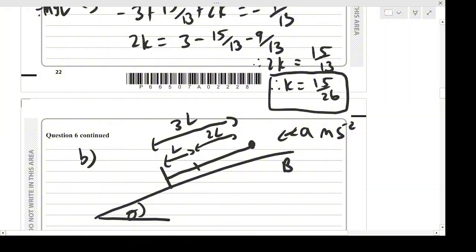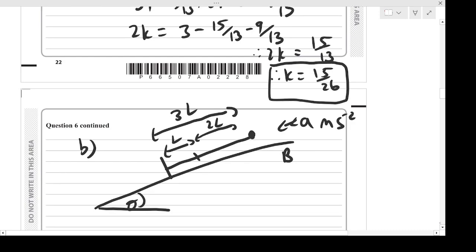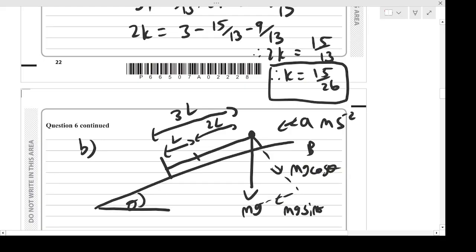Okay. Right, so again, we're not going to consider energy here because it's asking about acceleration. So for acceleration, we're going to need F equals ma. So we're going to need to consider the forces now, not the energy. So let's label our forces. So of course there's going to be weight, okay, as always. So if we split the components up, that's mg cos theta, and then here mg sine theta.